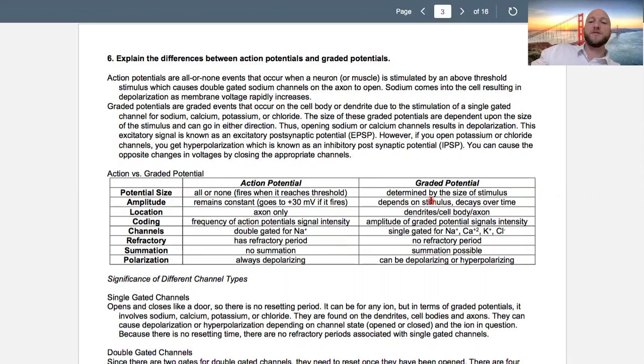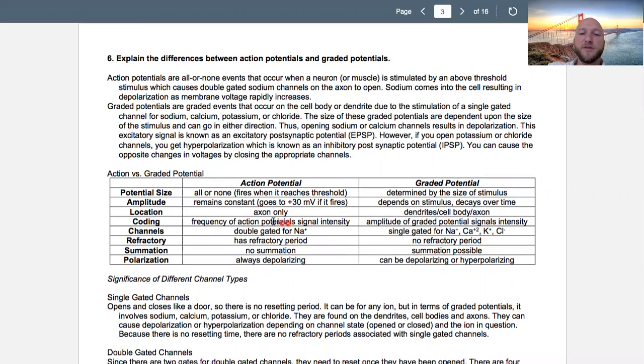Those ions have to diffuse away from that channel, so with distance. Action potential is axon only. Graded potentials you can actually find on dendrites and cell bodies, and you can find them in some situations on the axon.